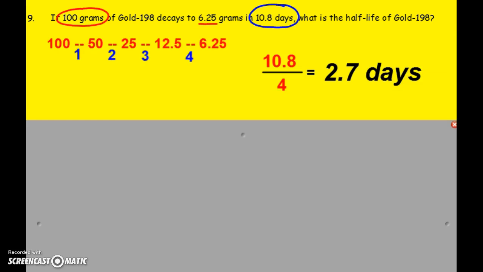So first off, I know my starting amount, 100, and I know my finishing amount, 6.25. So I just have to divide by 2 and see how many times that takes to go from 100 to 6.25. That tells us how many half-lives. And then we know our total time, 10.8 days, so I can figure out the half-life from that. Okay. So again, to go from 100 to 6.25, I have to divide by 2 4 times, so it's 4 half-lives. 10.8 days is my total time. So I divide by 4, and I know that each half-life is 2.7 days.